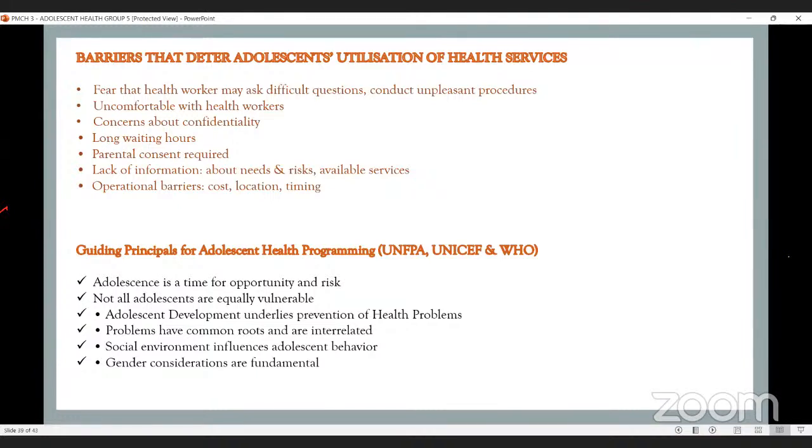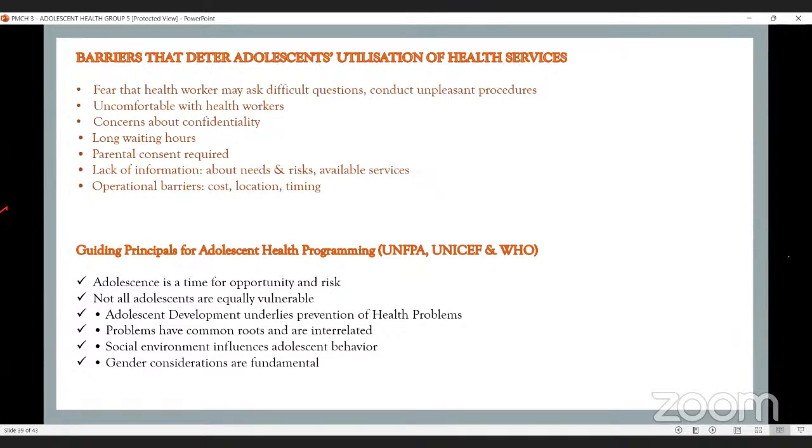Barriers that deter adolescent utilization of health services. The fear that health workers may ask difficult questions, conduct unpleasant procedures, being uncomfortable with health workers, concern about confidentiality, long waiting hours, parental consent required, lack of information about needs, risks, and available services, and operational barriers, that is the cost, location, and timing. Guiding principles for adolescent health program.